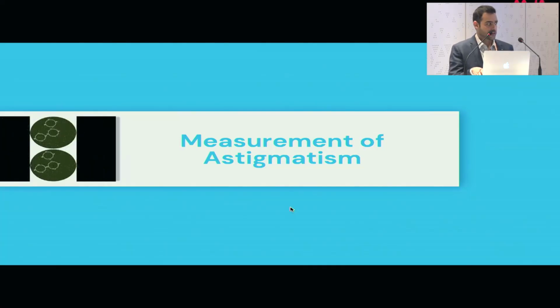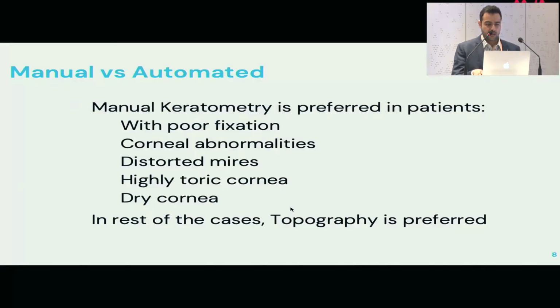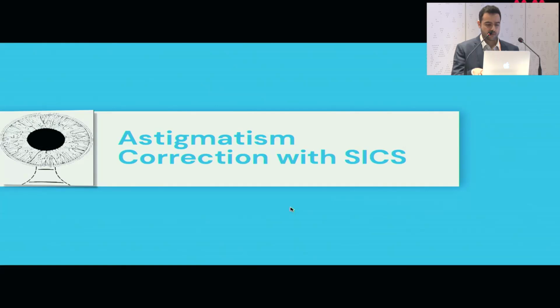So how do we measure this astigmatism? It is mainly with the help of retinoscopy, keratometry, and corneal topography. We can use a manual keratometer, which is preferred in patients with poor fixation or corneal abnormalities, distorted mires, a highly toric cornea, or a dry cornea. In the rest of the cases, we usually do a topography.